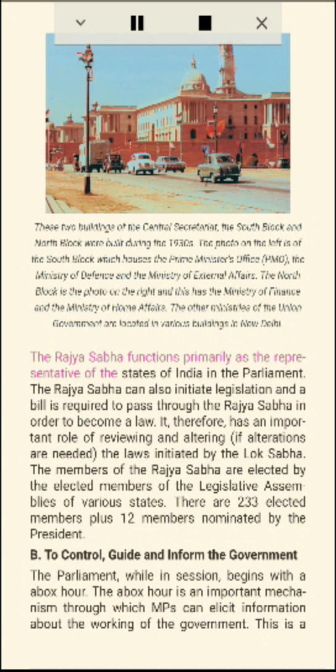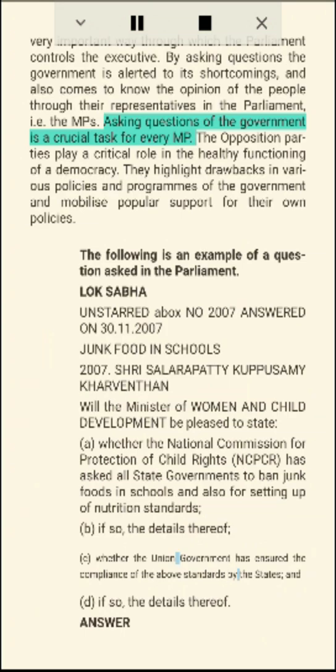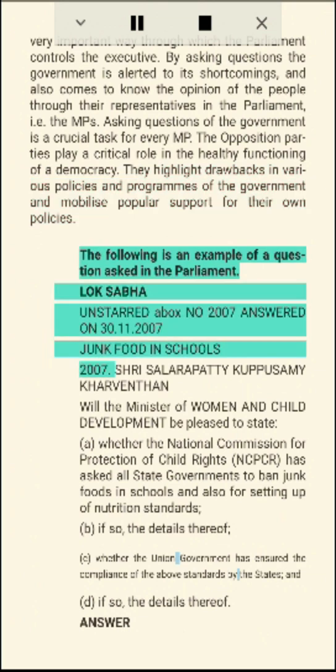By asking questions, the government is alerted to its shortcomings, and also comes to know the opinion of the people through their representatives in the Parliament, i.e. the MPs. Asking questions of the government is a crucial task for every MP. The opposition parties play a critical role in the healthy functioning of a democracy. They highlight drawbacks in various policies and programs of the government and mobilize popular support for their own policies.